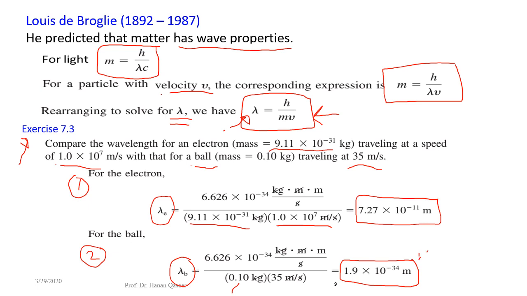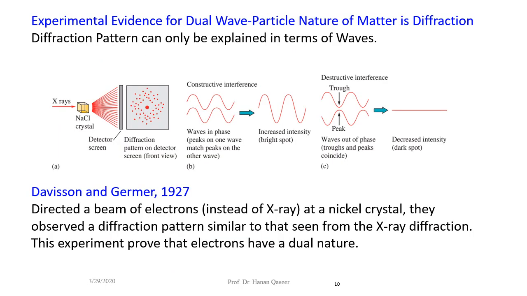This is a small number relative to the electron, but this means that for any particles traveling with a given speed, we can calculate the de Broglie wavelength for those particles. Okay, in this slide we have another experimental evidence for the dual wave-particle nature of matter, which is diffraction. Diffraction pattern can only be explained in terms of waves.